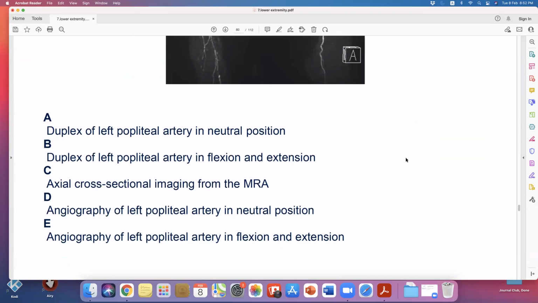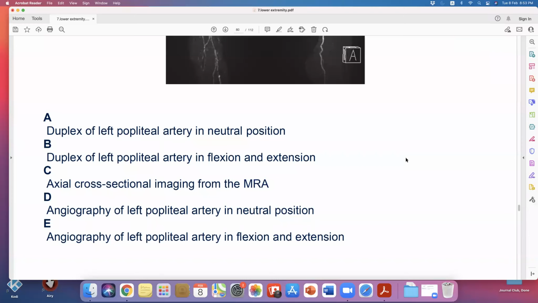Okay. Duplex of left popliteal artery in neutral position. It's useless. No, it will not help. Duplex of left popliteal artery in flexion and extension. This can help to diagnose, probably. You have a diagnosis, but it's not planning your surgery. And the second thing is that the popliteal artery is already thrombosed now. It's not just compressed. So I don't think you're going to see this change even. You see it when you have only compression, not thrombosis. So I don't think this would be a good option.